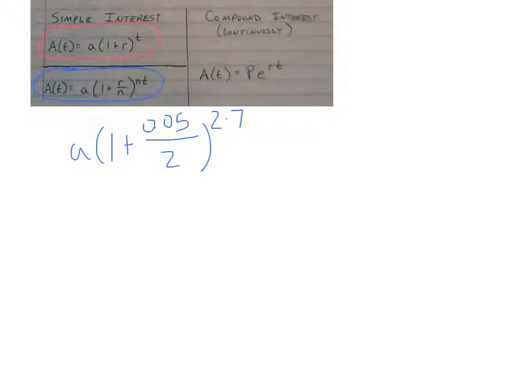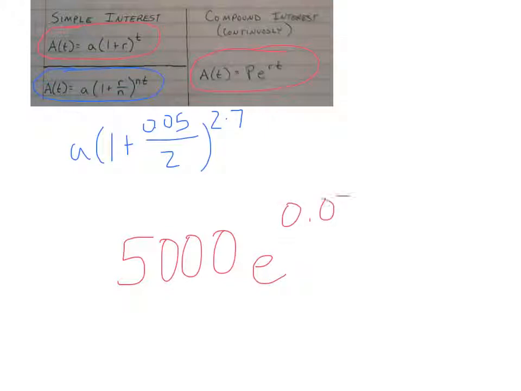That means every 6 months we add an interest payment to the bank account. Compounded interest, where it's compounded continuously, uses this formula: principal times e to the rt. So if I had $5,000 and it was compounded continuously at 7% interest for 25 years, that is the equation I would use to evaluate what I have after 25 years.